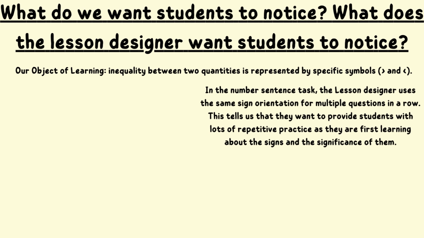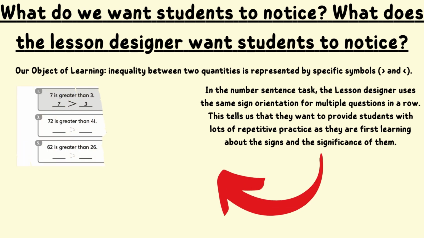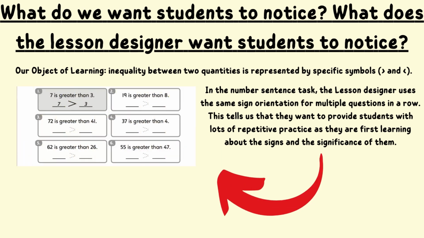We believe the lesson designer wants students to pay close attention to the direction in which the inequality sign is facing, as evidenced by the repetitive questions throughout the lesson. Students have multiple opportunities to practice with the greater than sign and then the less than sign. This repetition suggests that the lesson designer wants to make sure that students develop a strong understanding that the orientation of the sign is crucial in determining which quantity is greater and which is lesser.